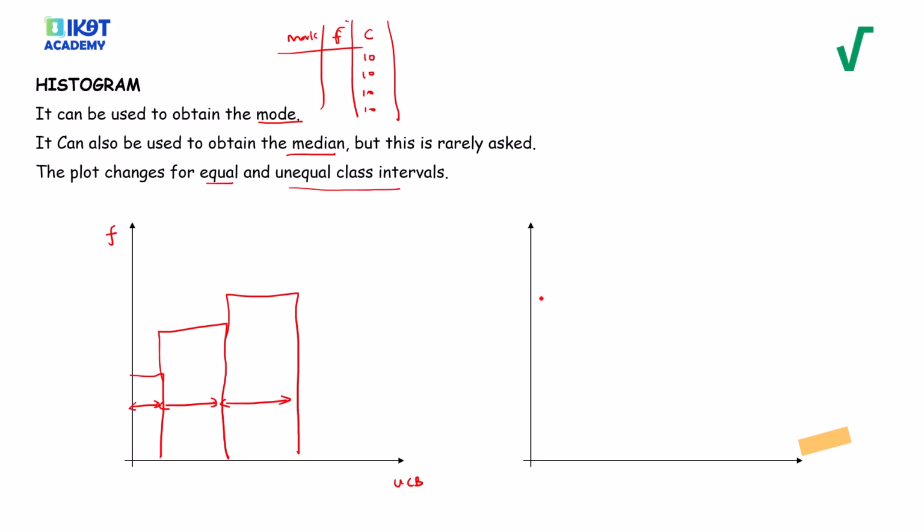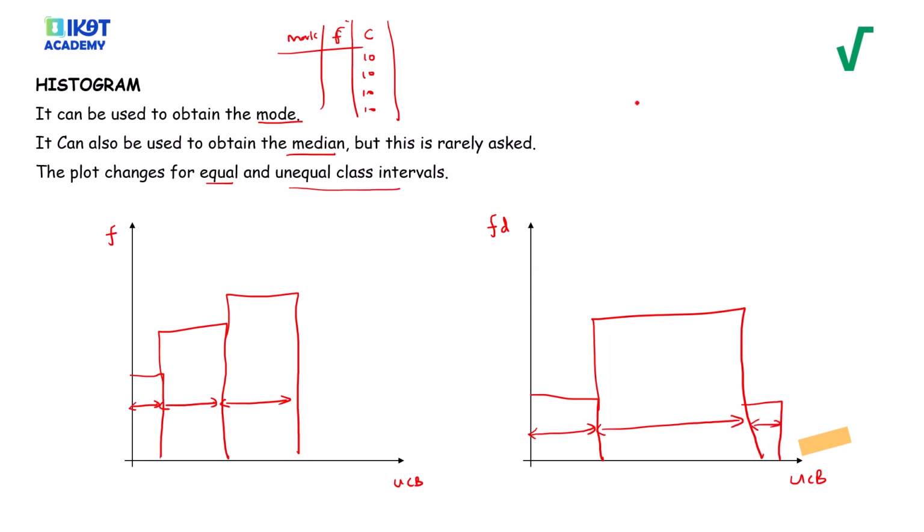However, when you have unequal class intervals, you're going to plot something called frequency density against the upper class boundaries, and you'll have something like this. Remember, these things don't have the same classes, so what I'm trying to say is that the distance is not equal here because the class intervals are not the same.